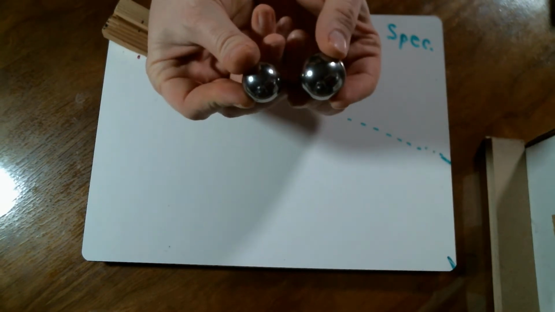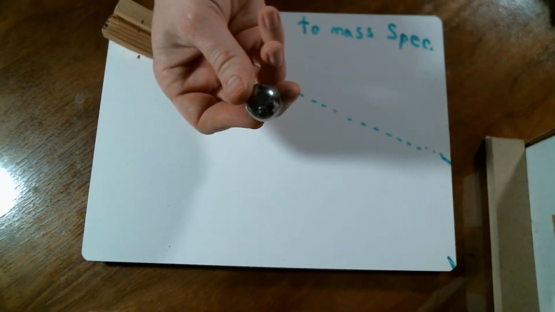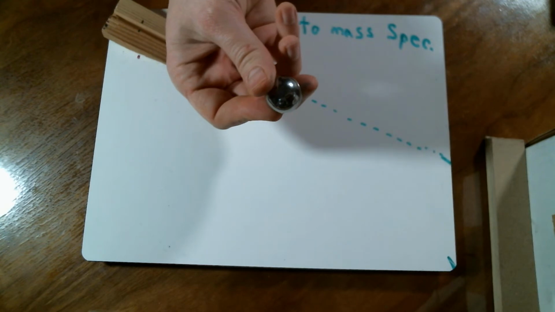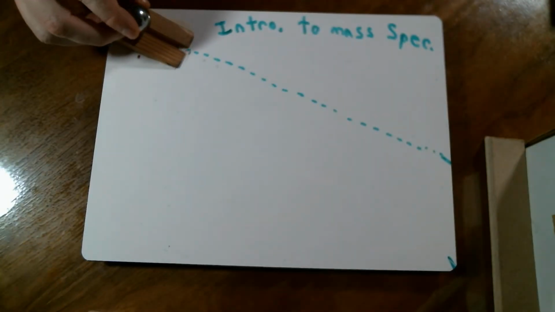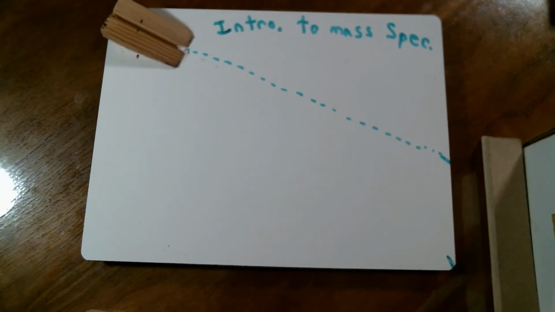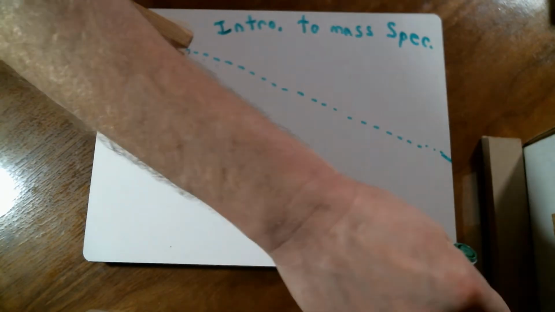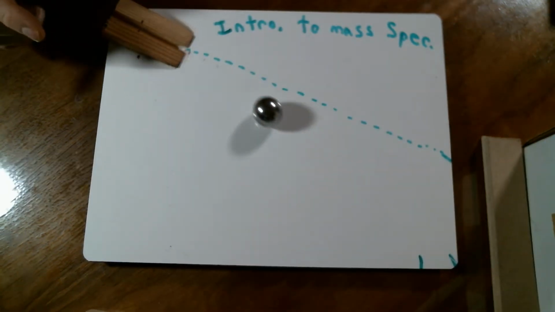And I have a ball bearing that is slightly smaller. What I'd like you to do is make a guess. What do you think is going to happen when I drop the slightly smaller one off the ramp from the same spot? Here we go. All right, this one seemed to have come off the board at that edge. Let's do that again.